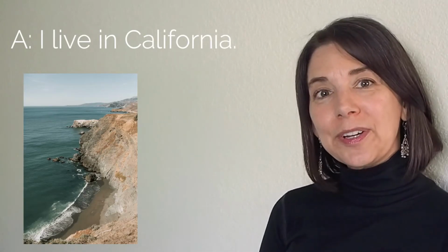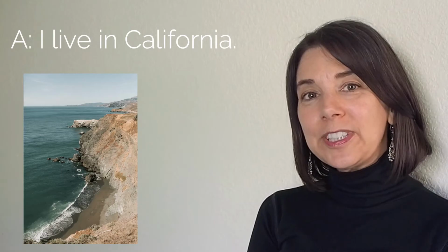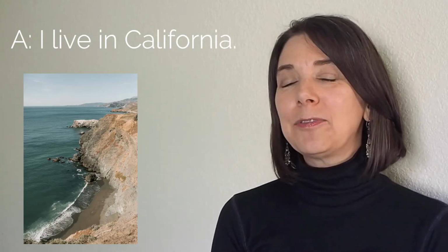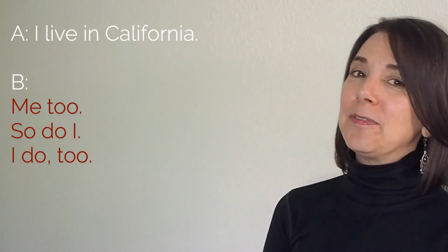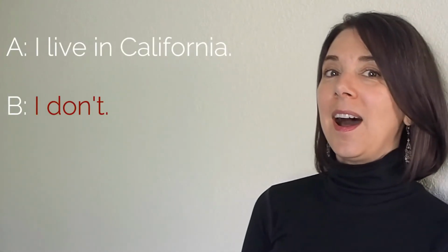All right, let's do two more. I live in California. Do you live in California? So if you live in California, you're going to agree with me. I live in California. Me too. Or so do I. Or I do too. Or if you don't live in California, then you're going to disagree with a short answer with the helping verb. I live in California. I don't.